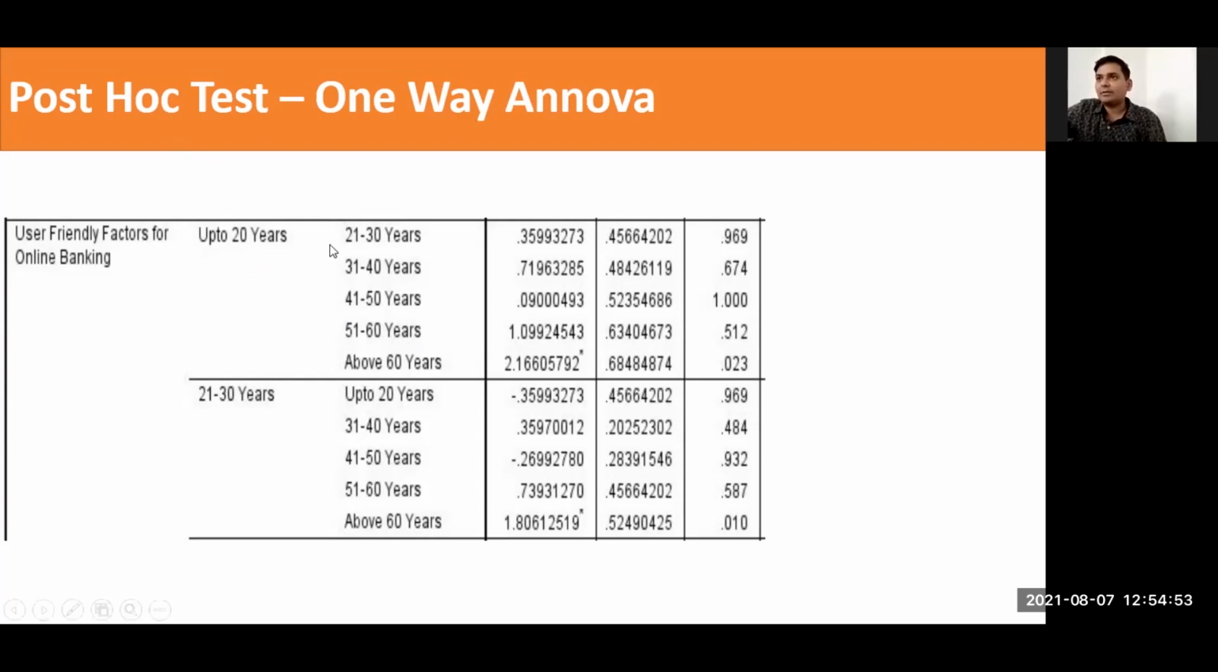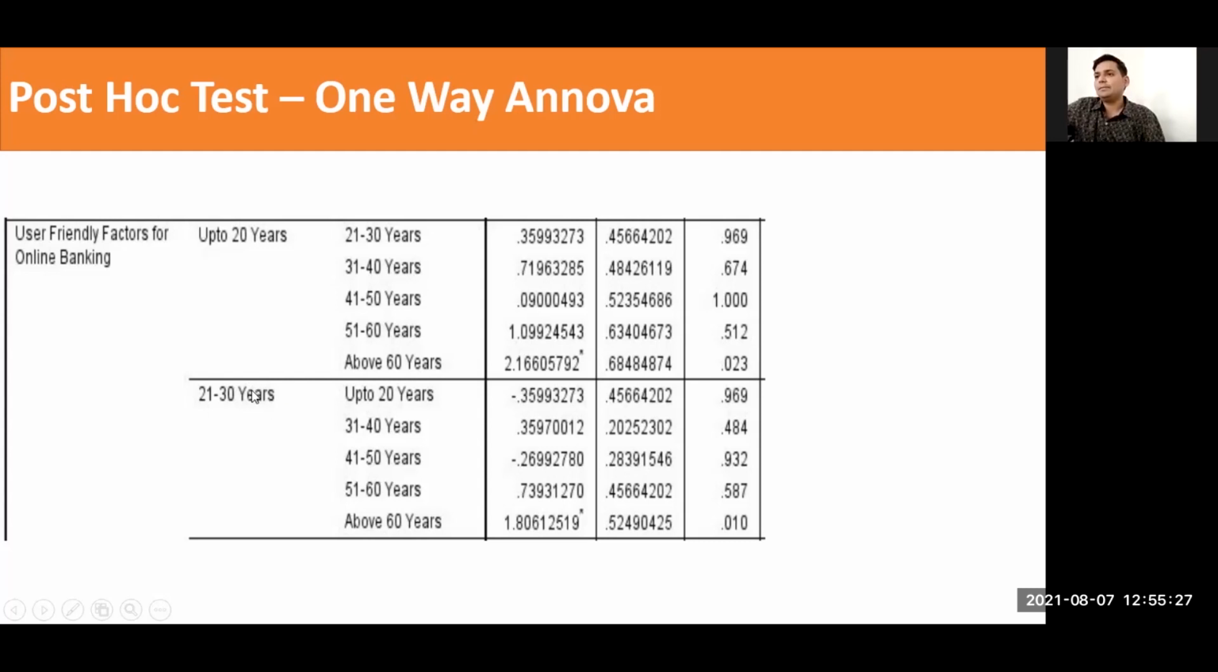So if we consider the first category, up to 20 years, it has only one category that is above 60 years. As you can see, the value is 0, which is less than 0.05. So they have a significant association with the age group of up to 20 years. If we go into the 20 to 30 years age group, again above 60 years has a significant difference.